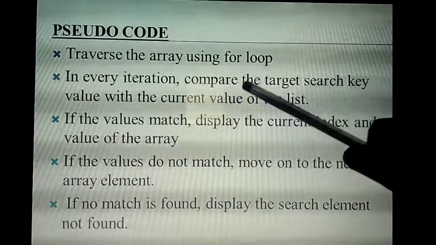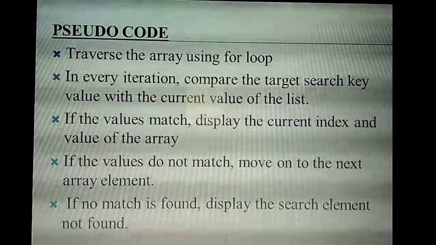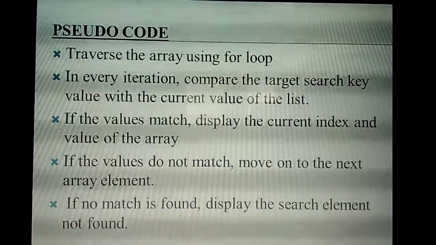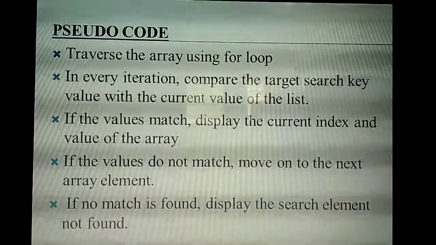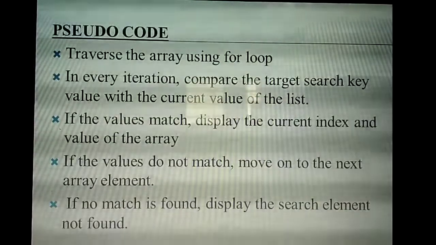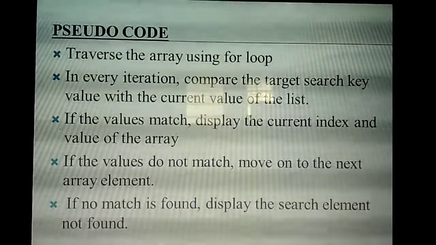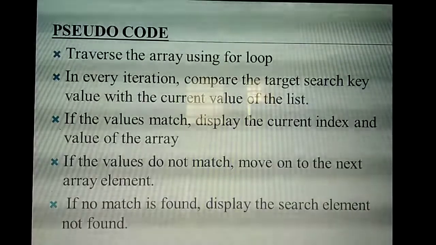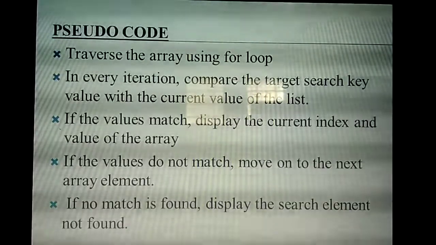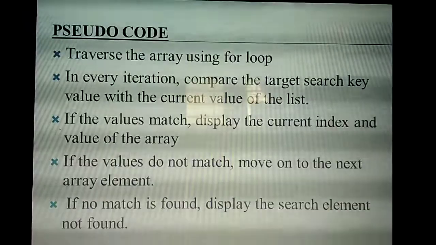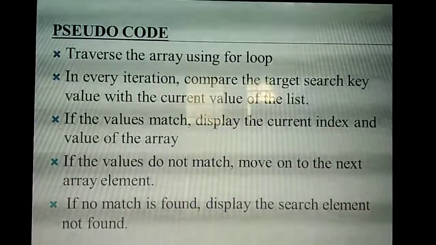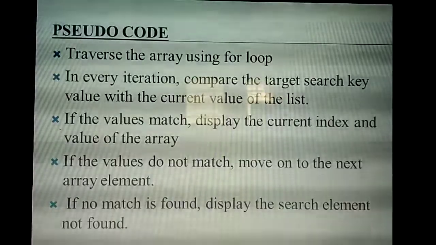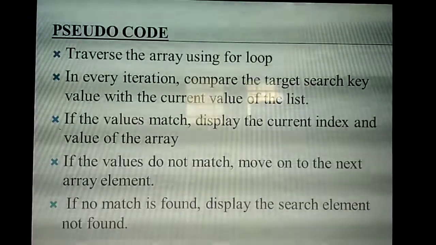So in every iteration, compare the target search key value with the current value. In your mind you will take any one element as a key. With that key you are searching all the elements. Currently some values are there, but in your mind you are taking one element as a key, and with that key you are searching each and every element.